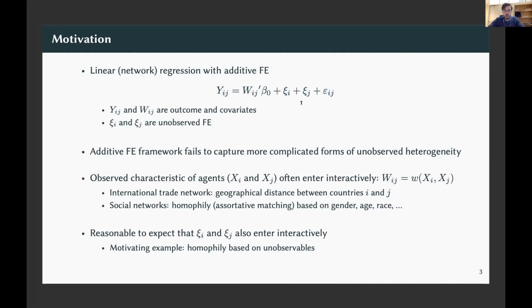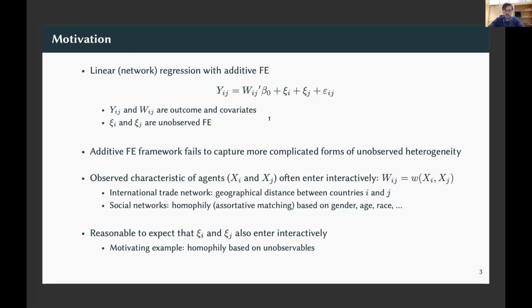For example, you might think of this model in the context of the international trade network. Then Yij would be some measure of trade volume, export volume from country i to country j. Wij would collect such variables as, for example, geographical distance between countries i and j, as well as a collection of dummy variables indicating if they have a common border, legal system, and so on. Xi i and Xi j could be interpreted as the exporter and importer fixed effects in that context.